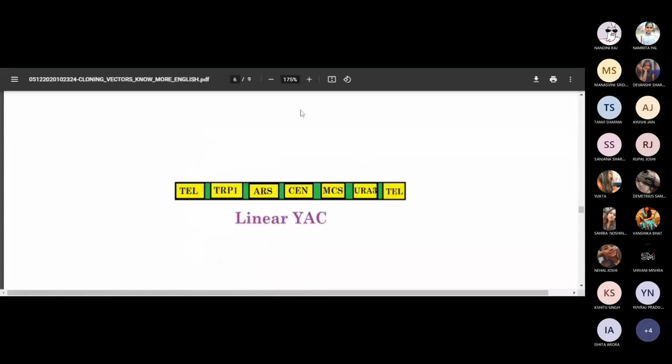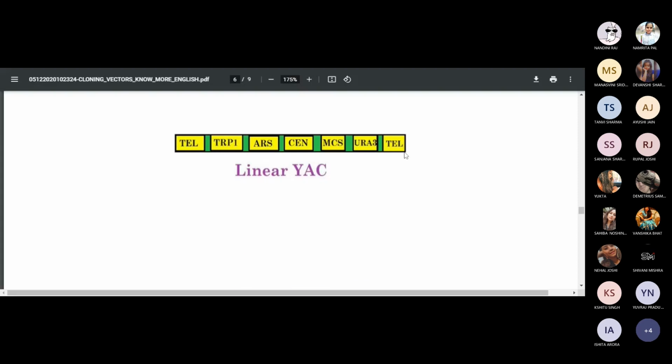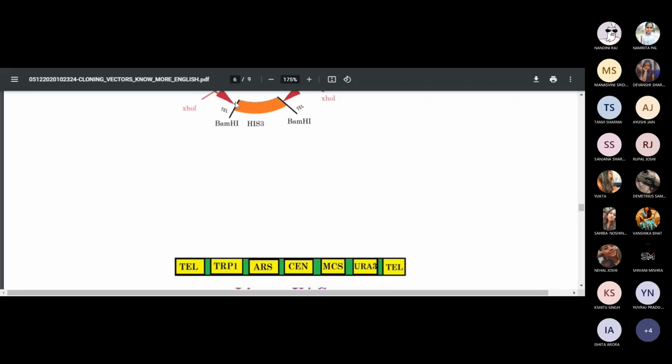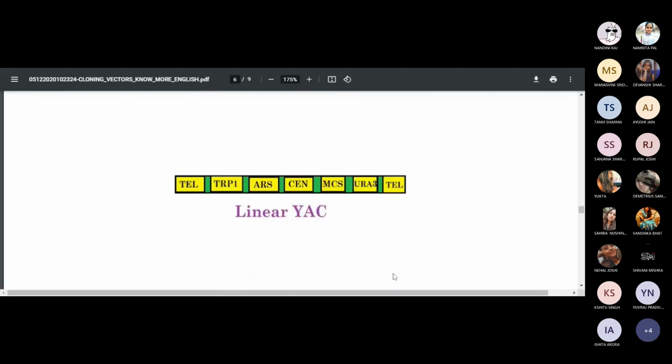So this is going to be the linear YAC as I mentioned. If you treat with BamHI, they will remove this HIS3. Then the telomeres are going to be at the ends. Then telomere, TRP1, ARS, centromere, MCS, and URA3 are going to be there, and again telomere, for the linearized YAC. And this linearized YAC is going to replicate inside the yeast and also arrange on the metaphase plate and then lead to migration toward the ends.